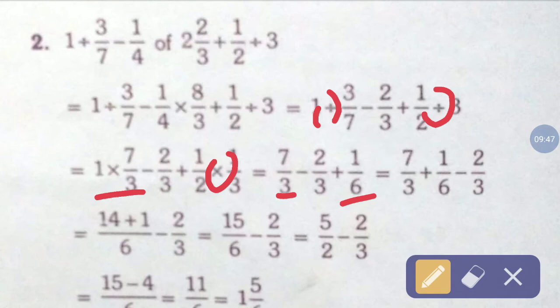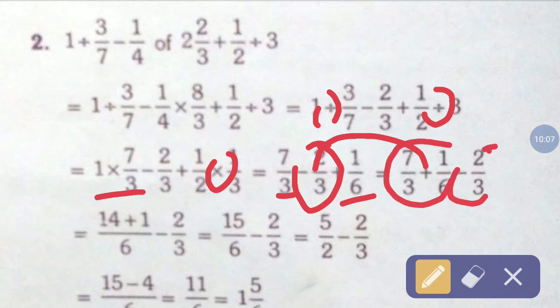According to your BODMAS rule, you have to do division, then multiplication and then addition. So you have to first of all do the addition. This subtraction term, I have taken last, and now I am going to do the addition. 7 upon 3 plus 1 upon 6. As your denominators are different, you have to make them the same and then do it. So you will be getting 14 plus 1 upon 6 minus 2 upon 3. Now you can do the subtraction.